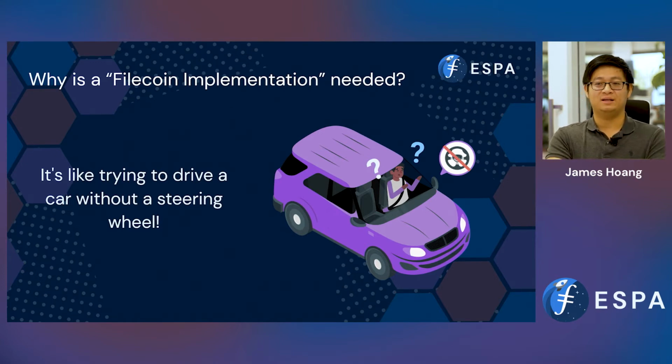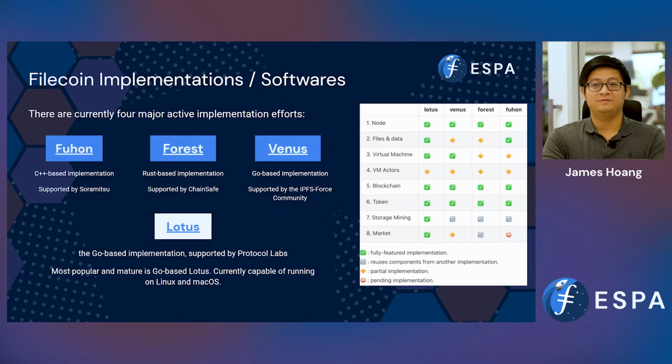Let's take a look at what implementations are available for you to use and what ESPA will recommend for a Web3 storage provider at the enterprise level. There are currently 4 major implementations: Fuhon, Forest, Venus, and Lotus. Lotus is currently the most mature implementation that can be used at the enterprise level, which is also why PiKNiK uses Lotus as well. However, it is always good to consider all of the options available, which is why we will briefly go through each of them and discuss their advantages and disadvantages.